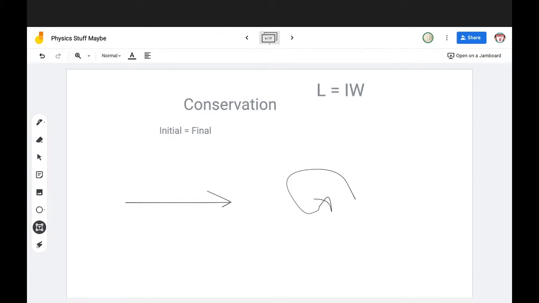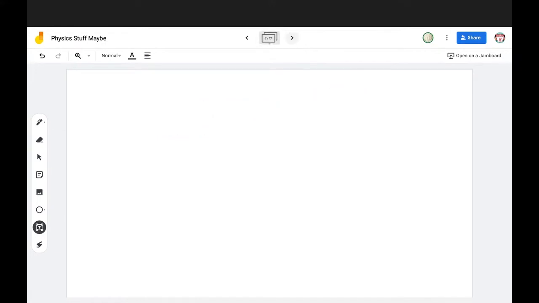So what is this I thing, or moment of inertia, as I said? Well, inertia is how much an object can resist an angular acceleration. And this inertia thing, you could call it, has its own equation, which is I equals m times r times r.